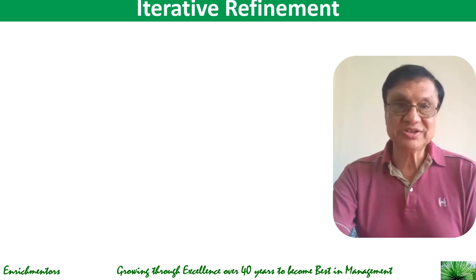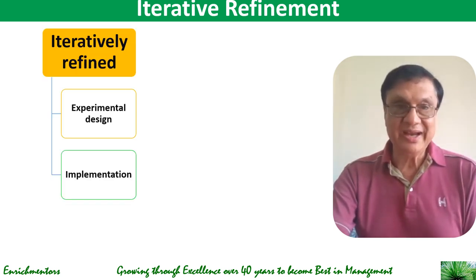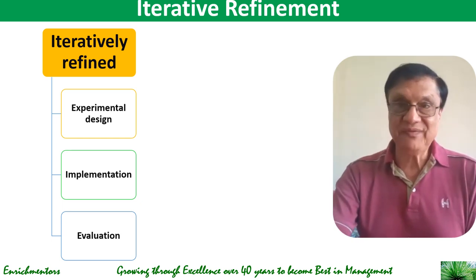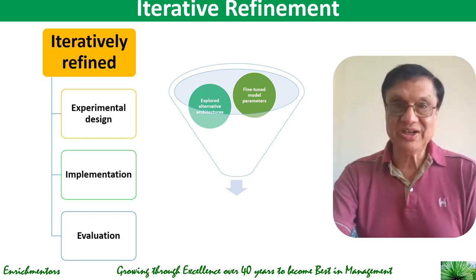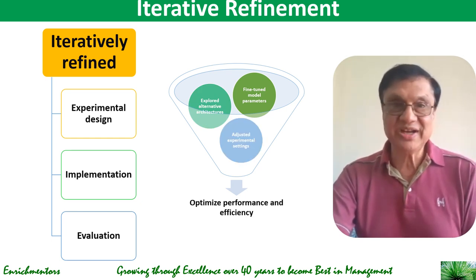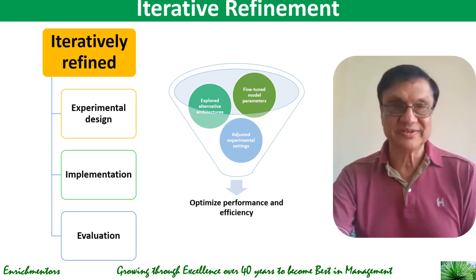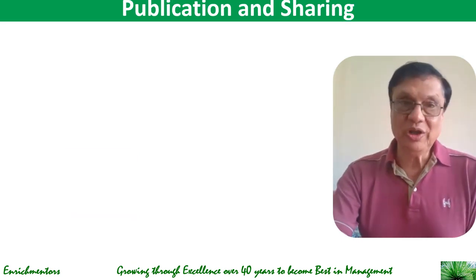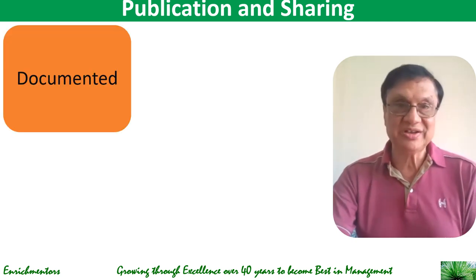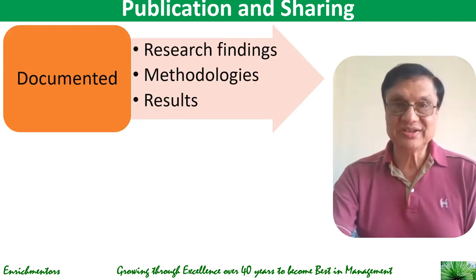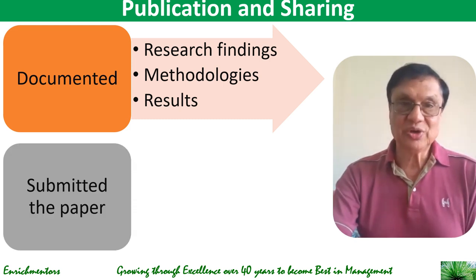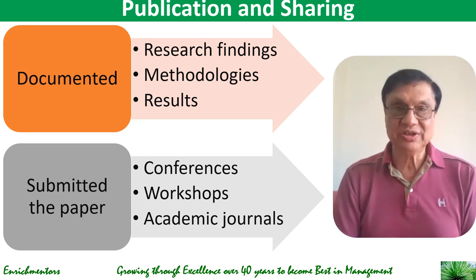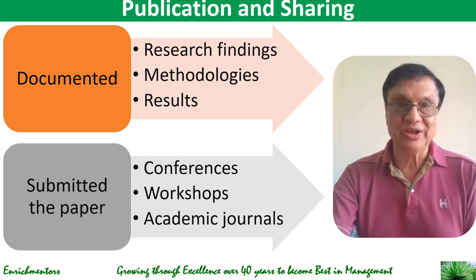Iterative refinement was done on the experimental design, implementation, and evaluation based on the initial feedback and results, and they fine-tuned the model parameters, explored alternative architectures, and adjusted experimental settings to optimize the performance and efficiency. Finally, after doing all that work over many months, they documented the research findings, methodologies, and results in a research paper or technical report, and submitted the paper to many conferences, workshops, and academic journals in the field of NLP and machine learning.